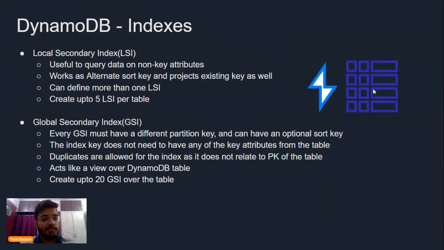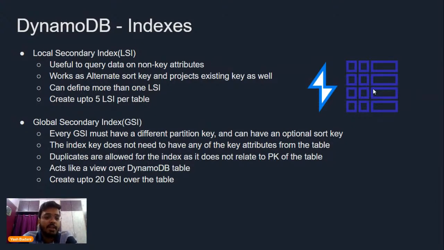Moving to indexes, DynamoDB indexes. This is also very important. Just like in a normal database, if you're trying to query your data from certain columns, and these columns have a certain level of cardinality, you do want to make sure that you are able to query this data in a faster way. So what you do in a normal database is define an index.